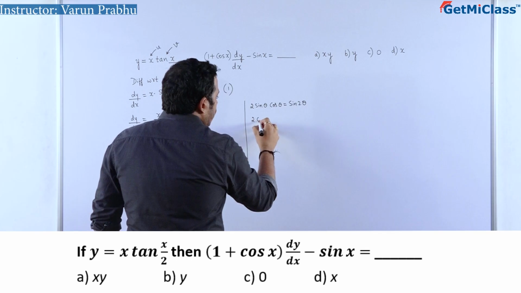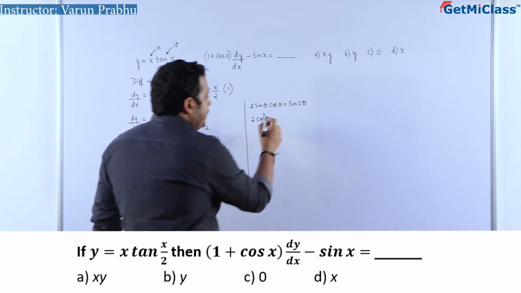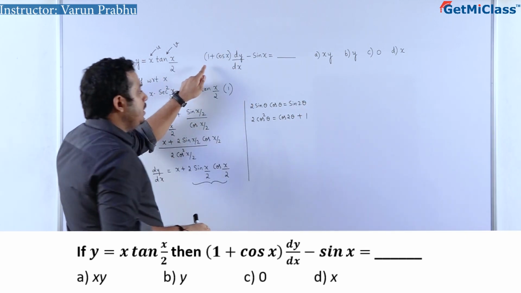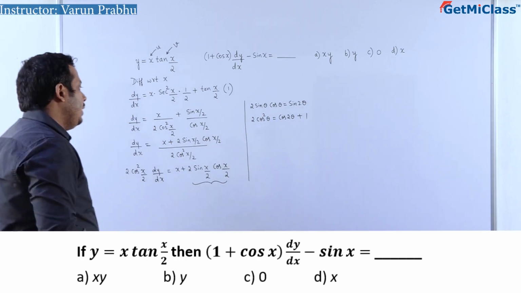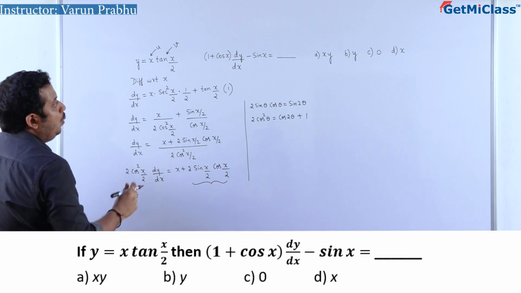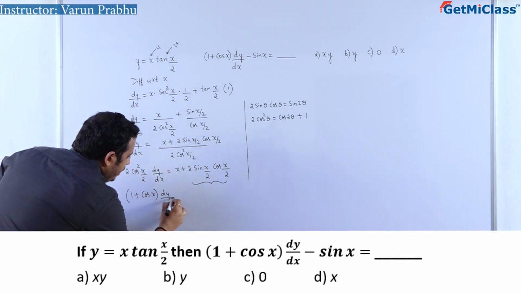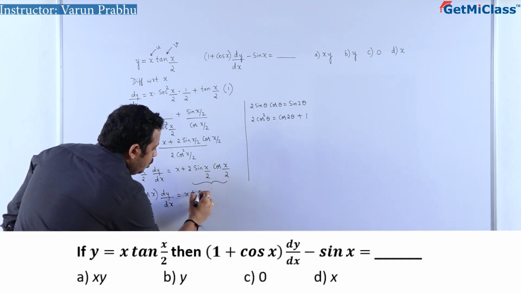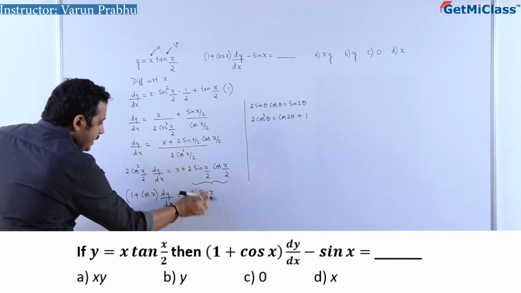And 2 cos squared theta can be written as cos 2 theta plus 1. Why? Cos 2 theta is 2 cos squared theta minus 1, right? So 1 plus cos 2 theta is 2 cos squared theta. So I can write this part as 1 plus cos of 2 into x by 2, which is cos x, into dy divided by dx is equal to x plus sin 2x by 2, which is nothing but sin x. So if you look back at the question now, this sin x is brought this side.